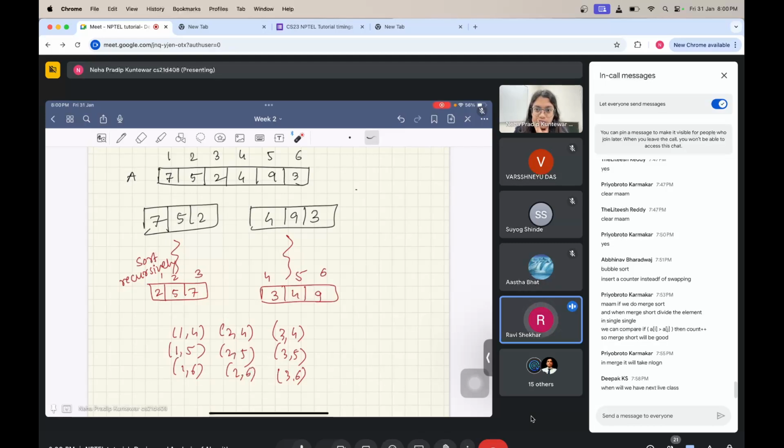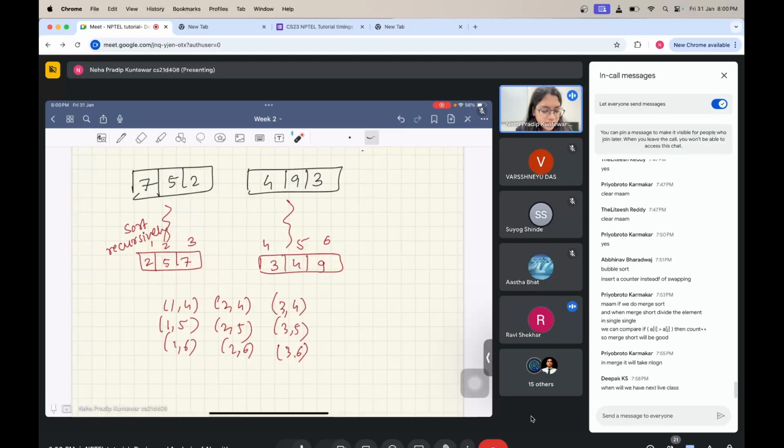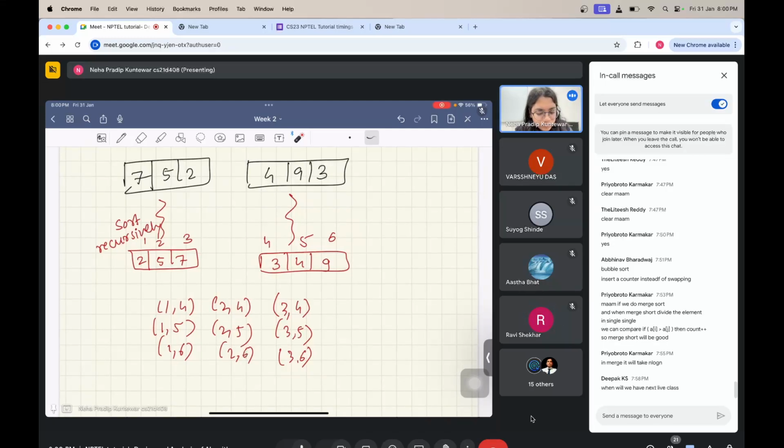Have I missed something? No, I think the idea is correct. It's similar to what you do in merge sort. In the merging process, you look at these two numbers and see whether they form an inversion pair.